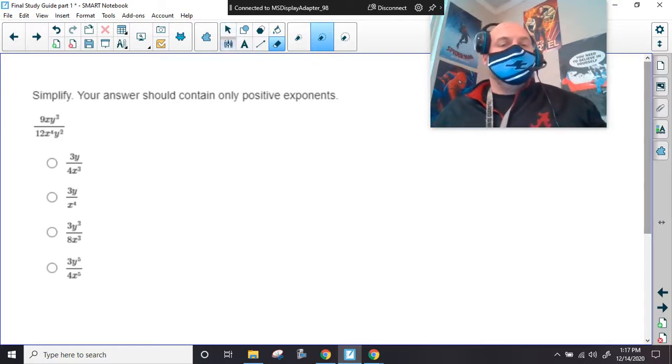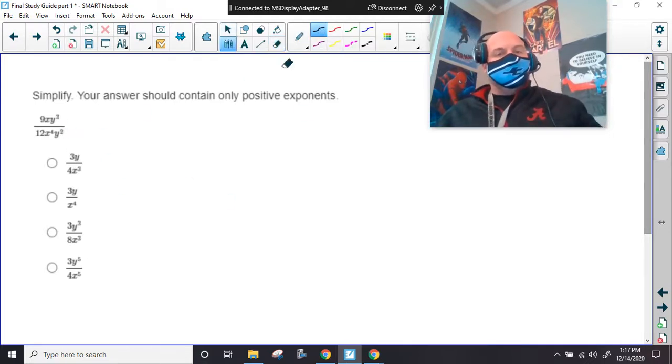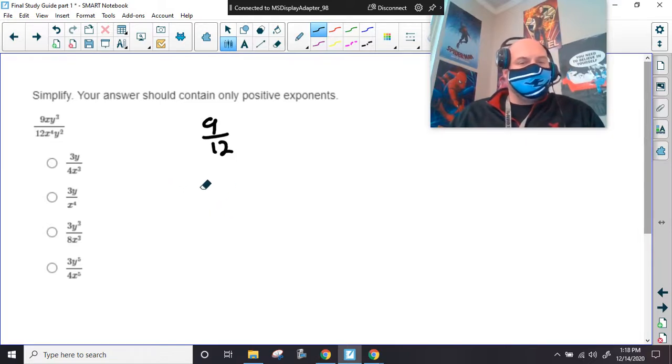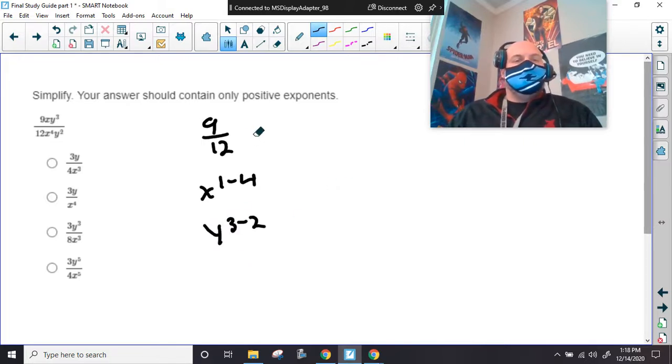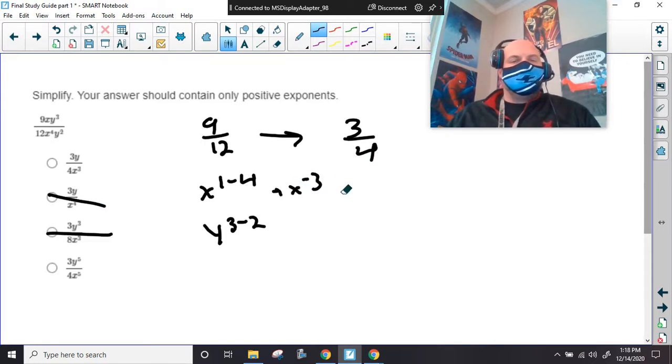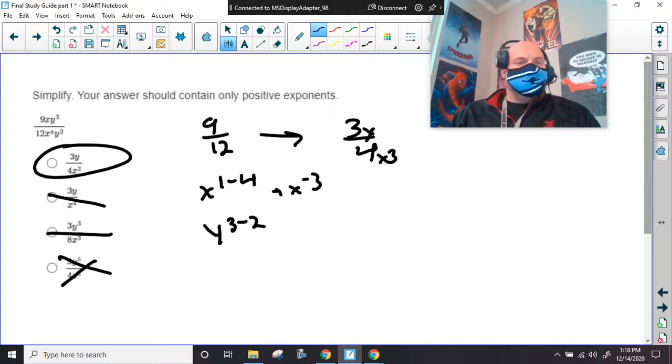All right. When you're dividing right here, you're actually subtracting the exponent. So we're going to have 9/12, and this is going to be x to the 1 minus 4, and then y to the 3 minus 2. This reduces down to 3/4. I have x to the -3. To make that positive, this has to go on the bottom, and then y goes out here. So there's our answer for that one.